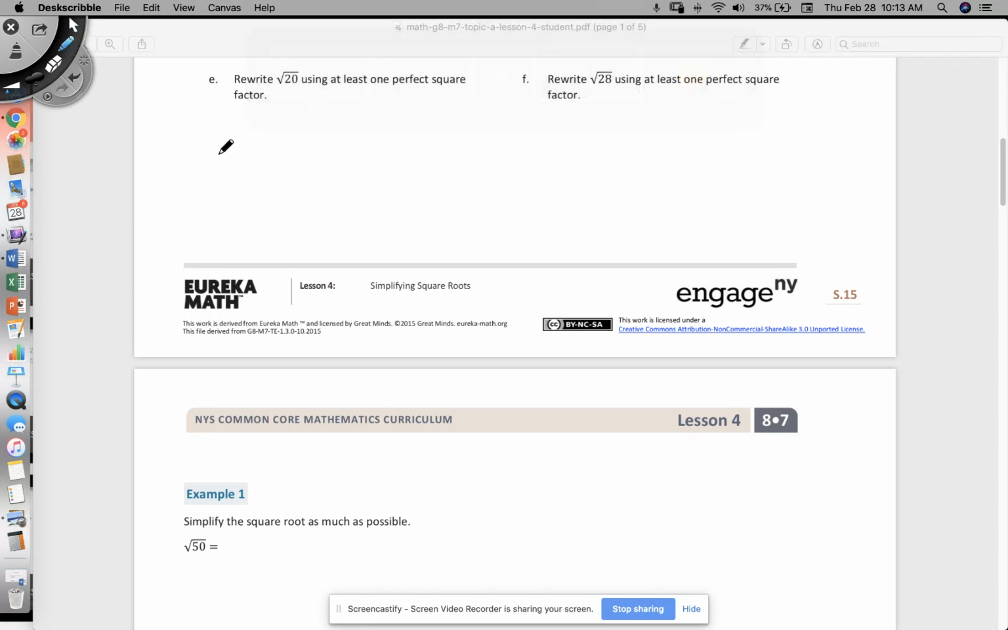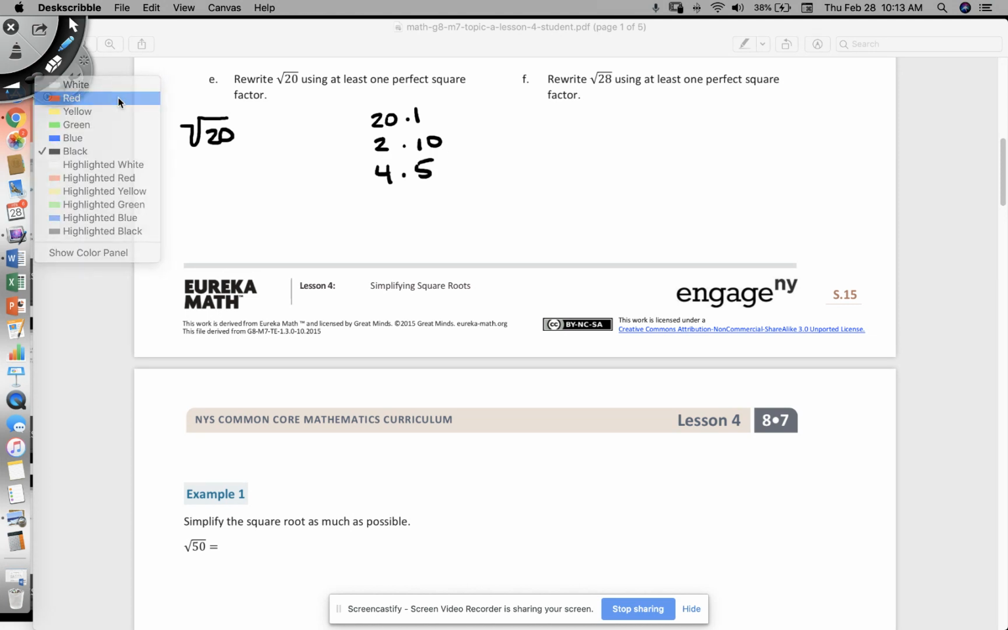Now E, we have the square root of 20. And as you know, 20 is not a perfect square root, but does it contain a perfect squared factor? So let's list the factors of 20. So obviously you have 20 times 1, which isn't going to help me much. I have 2 times 10. That's not going to do anything because neither one of those are perfect. And then I have 4 times 5. Oh, my 4 is a perfect square. So this is going to be the combo I use.